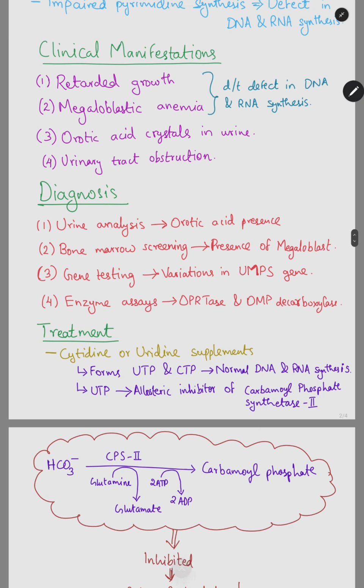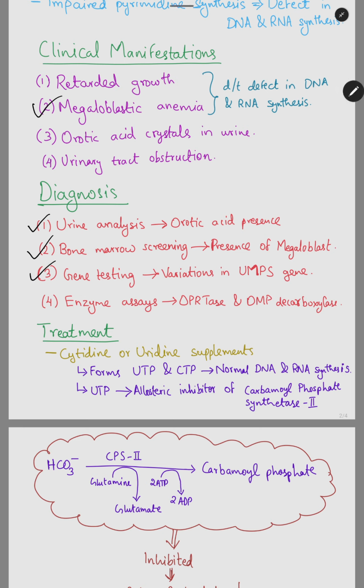Now coming to the diagnosis, there are mainly 4 diagnostic methods that we usually use. First one is urine analysis, that is to identify if orotic acid is present in the urine. Then bone marrow screening, to check if megaloblasts are present in bone marrow. It is usually used for detecting megaloblastic anemia. But as megaloblastic anemia is a manifestation of this orotic aciduria, we can use bone marrow screening also as a diagnostic technique. The next technique is gene testing.